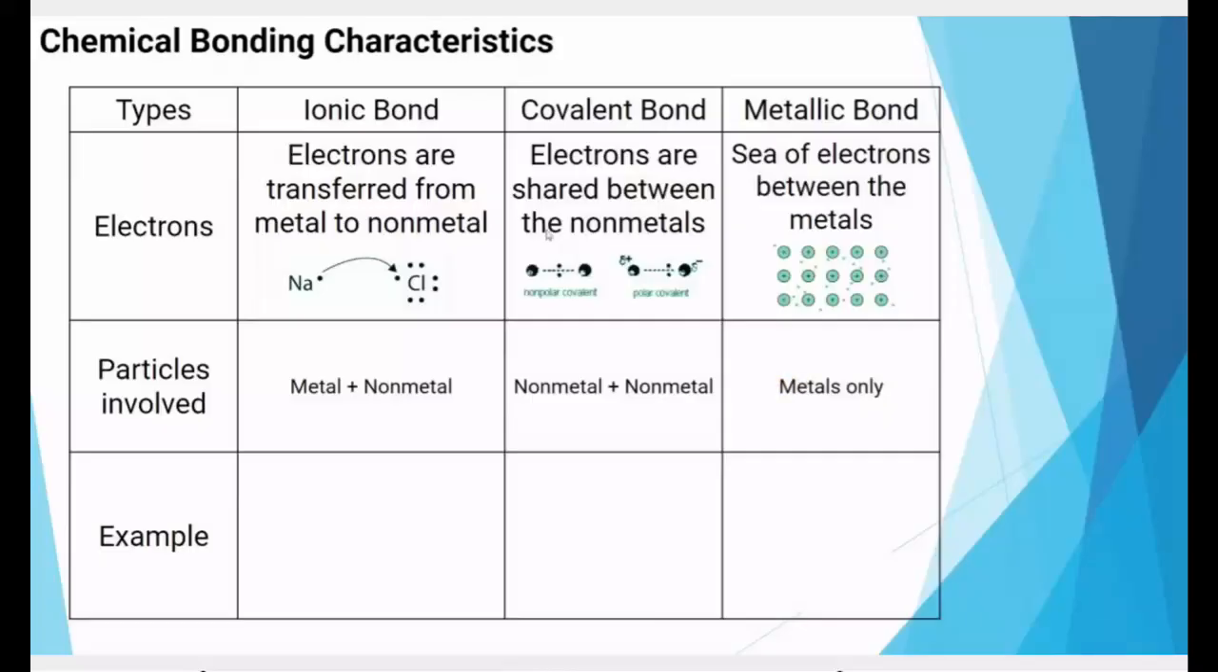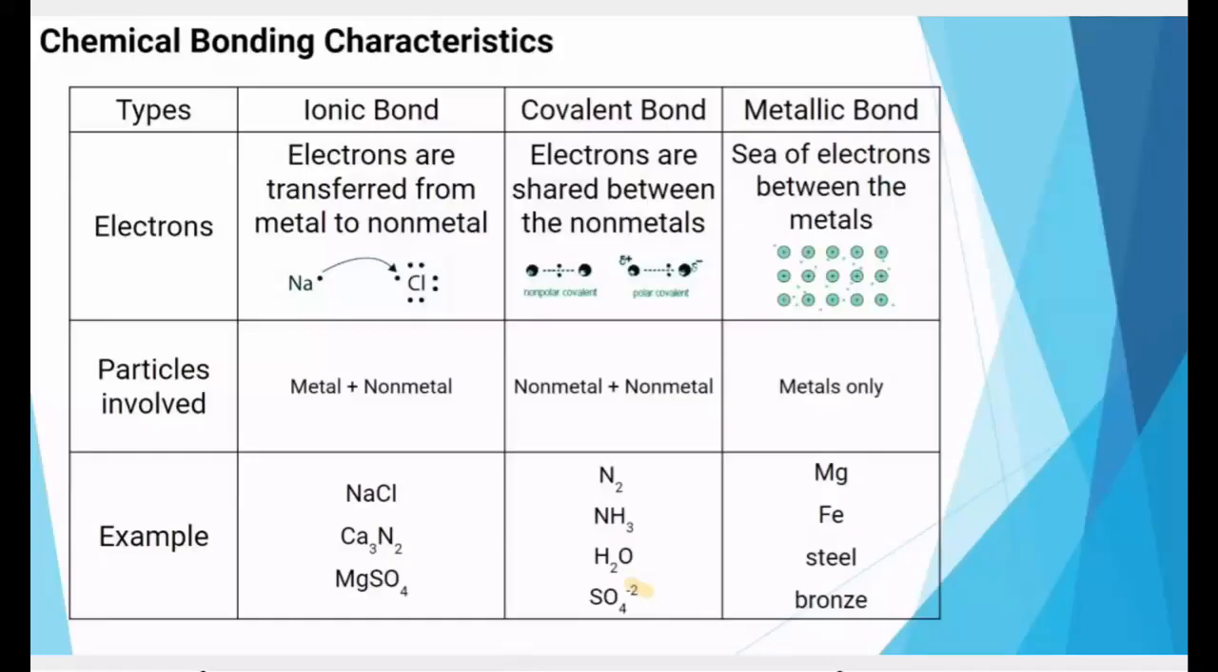And then as the name implies, metallic are just between metal atoms. And I am going to have you write down a couple examples. I know you're not necessarily going to understand where all of these numbers come from in these different formulas, but you're welcome to ask. We can talk about them, or you're going to learn about where exactly these numbers come from as we move through this unit.